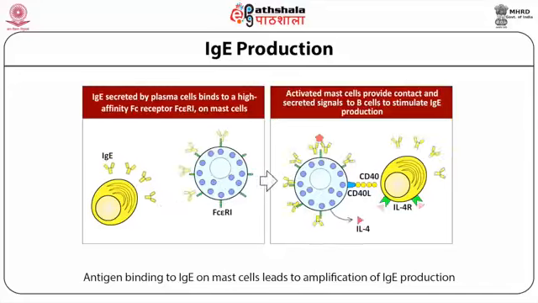Unlike other isotypes, IgE is mostly found in tissues in bound form to mast cells, which have high affinity receptors for IgE. These are called Fc epsilon R1. Basophils and activated eosinophils also have Fc epsilon R1 and hence also take part in type 1 hypersensitivity reactions.